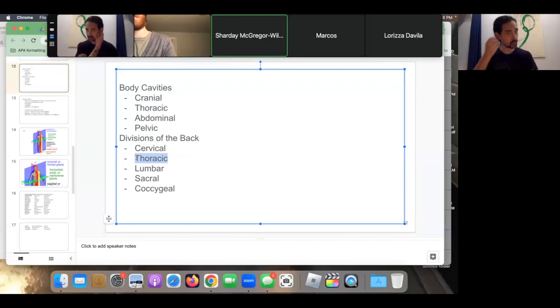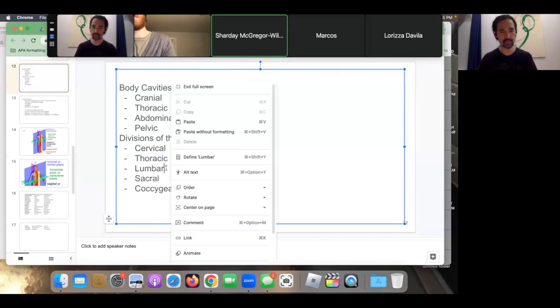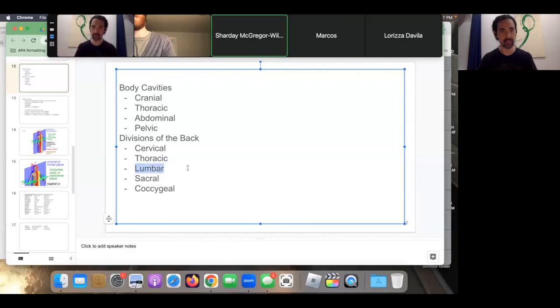I'll just say colloquially, or commonly, when doctors say back pain, or PTs or whoever, massage therapists say back pain, they mean lumbar pain. But it can also include lumbar as well as sacral or coccygeal area pain.